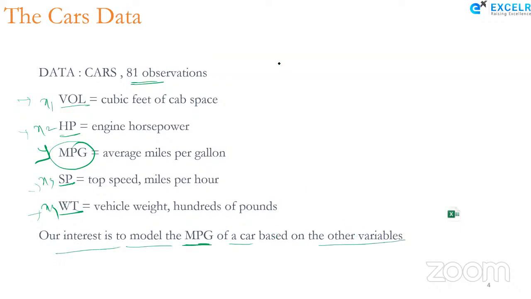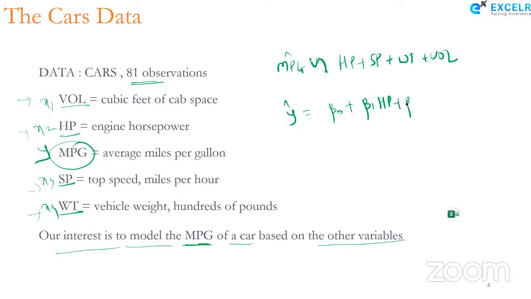So your equation will look something like this. Miles per gallon predicted, regressed on. This tilde is nothing but "regressed on". Regressed on HP plus SP plus weight plus volume. And in terms of the regression equation, this is y cap equal to beta naught plus beta 1 HP plus beta 2 SP plus beta 3 weight plus beta 4 volume, plus epsilon.